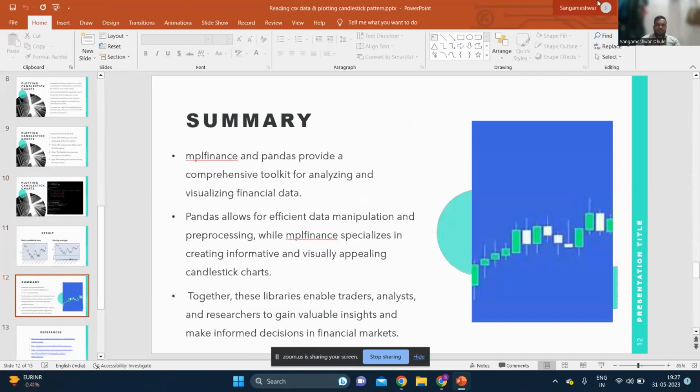The summary for today is that MPL Finance and Pandas provide a comprehensive toolkit for analyzing and visualizing financial data. It allows for efficient data manipulation and pre-processing, while MPL Finance specializes in creating informative and visually appealing candlestick charts. So together, these libraries enable traders, analysts, and researchers to gain valuable insight and make informed decisions in the financial market.